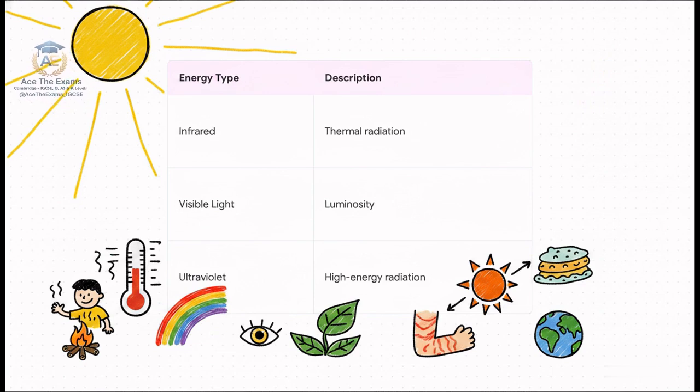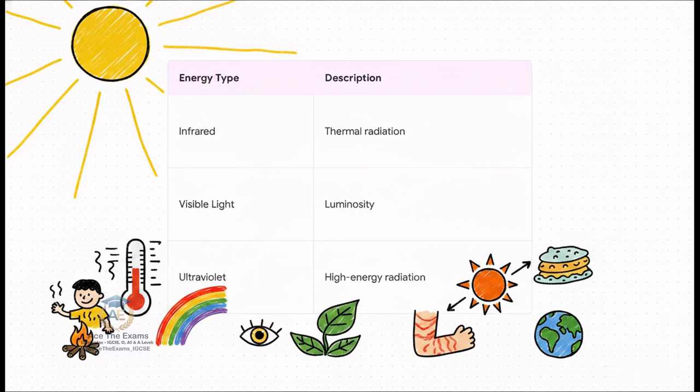Infrared is the thermal radiation. It's literally the physical heat we feel on our skin on a sunny day. Visible light is the luminosity. It's how we actually see the sun. And crucially, it's what plants use to photosynthesize. And then we have ultraviolet, which is the high-energy radiation that gives you sunburns and constantly interacts with our Earth's ozone layer.